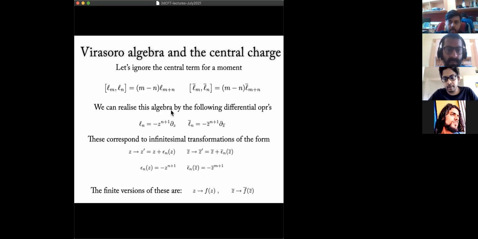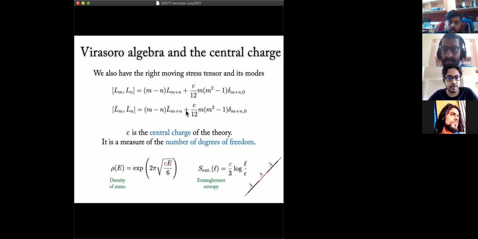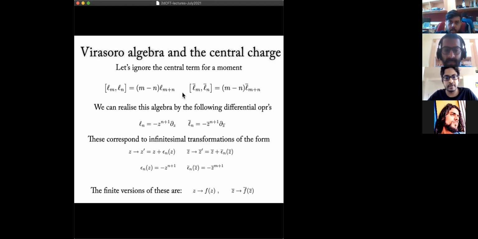Okay, so now let's look at this algebra a bit more carefully. Let's ignore the central term for a moment, and look at the rest of it. So that's given by this and this. This is something which is called the Witt algebra. And you can see that you can realize this algebra by using these differential operators. You can take this combination of these differential operators and act it on any function, and you can see that it obeys this commutation relation.